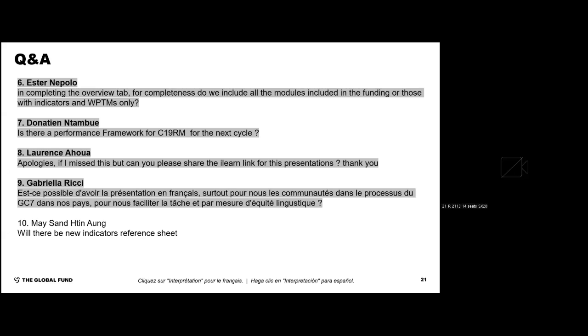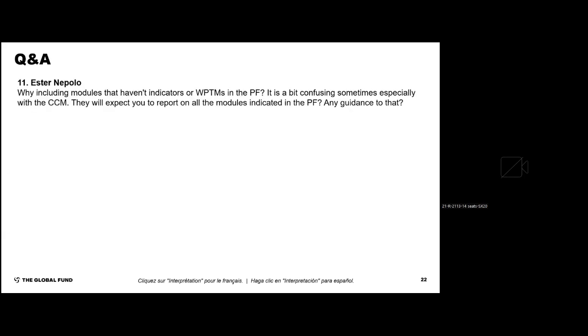Thank you. We have one more question that's come in, which I can read before we get it onto the slide. From Esther: why include modules that don't have indicators or WPTMs in the PF? Is it a bit confusing sometimes, especially with the CCM? They will expect you to report on all the modules indicated in the PF. Any guidance on this?